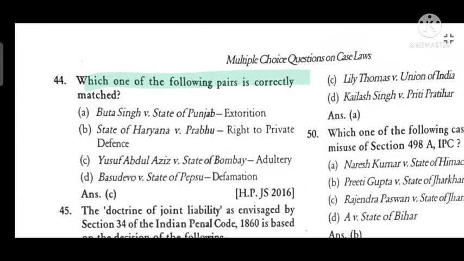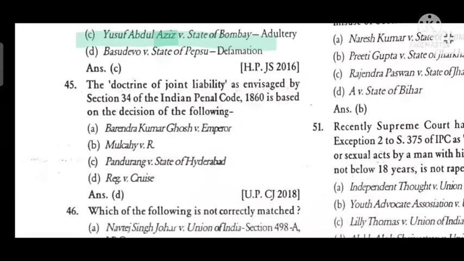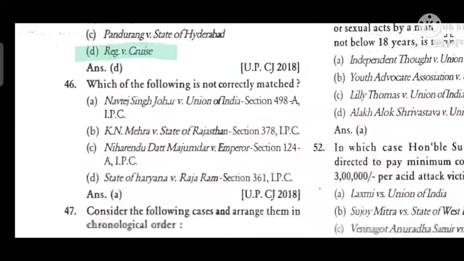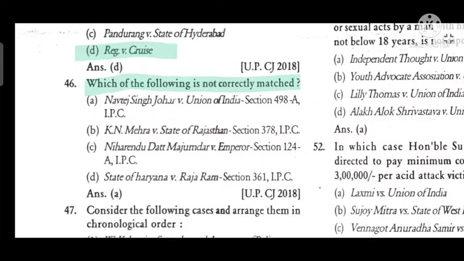Which one of the following pairs is correctly matched? Yusuf Abdul Aziz versus State of Bombay, adultery. The doctrine of joint liability invoked in Section 34 of IPC is based on the decision of the following: Barendra Kumar Ghosh versus King Emperor. Which one of the following is not correctly matched? Which one is correctly matched?